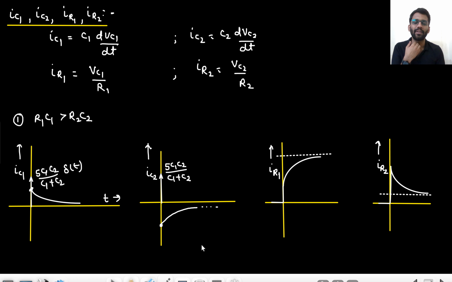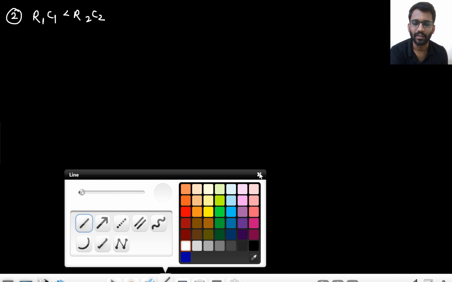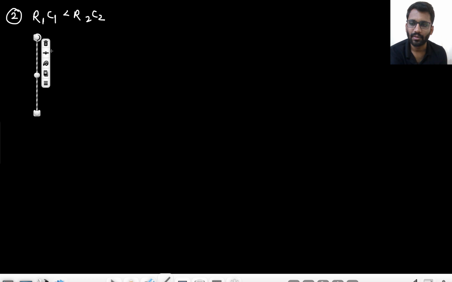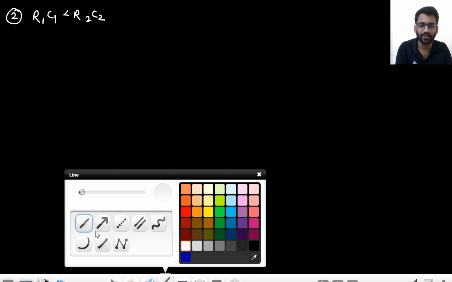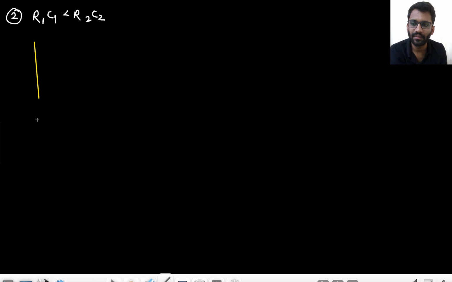Right? These values you can write on your own. Just the value of VC1 by R1, that would be this value, and these values you can write. Now let's take the second case, that is R1 C1 is less than R2 C2. Make the graph for them. You already know how the graph will look. Let's just talk about IC1 and IC2 first.